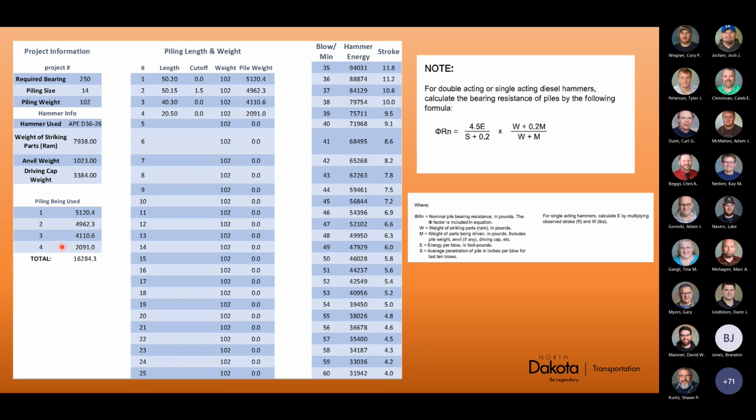One thing to note, when you are calculating this by hand, the S here, the average penetration of pile in inches per blow for the last 10 blows, that is for one blow. If you say you're looking at a 1/2 inch as your number you need, but if you put a 1/2 inch in, you're going to have a really low bearing value. So you got to make sure you're calculating it with one blow and not the 10.